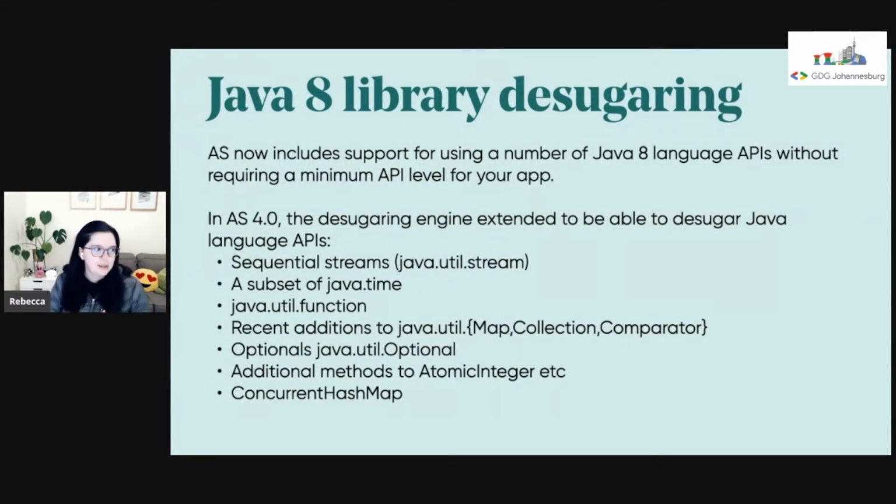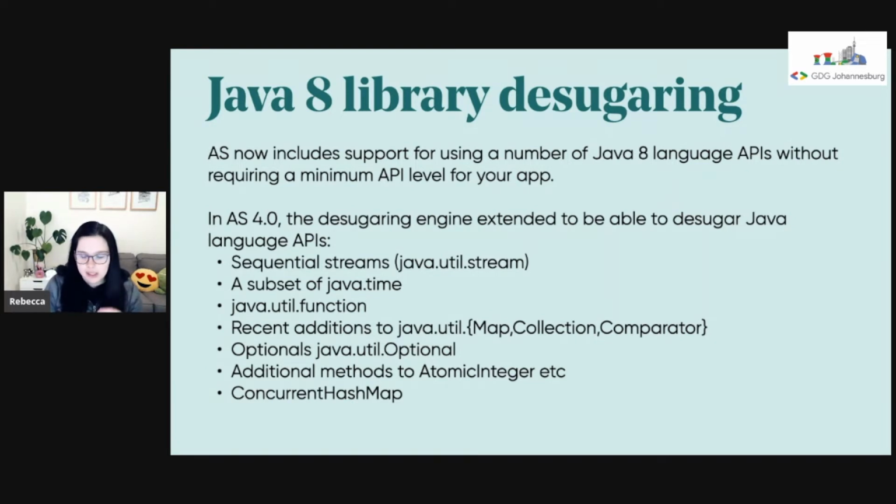So something else that's been released with the new Android Studio is the Java 8 library desugaring APIs. There's now support for more of them, and basically in Android Studio 4.0, the desugaring engine has been extended to give us more access to more Java language APIs that we haven't been able to use before. Some of the things coming from the Java time subset of the new Java time APIs we didn't really have before with Android. So now we're getting those, yay. And there's a bunch more, like optionals and some additional methods on atomic integers.